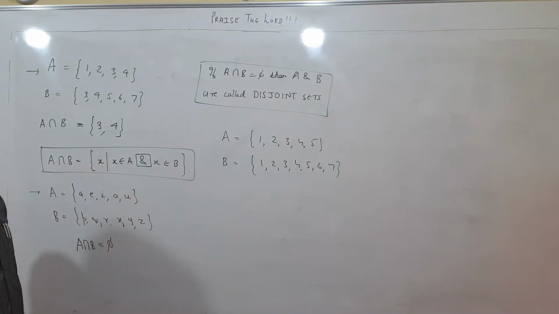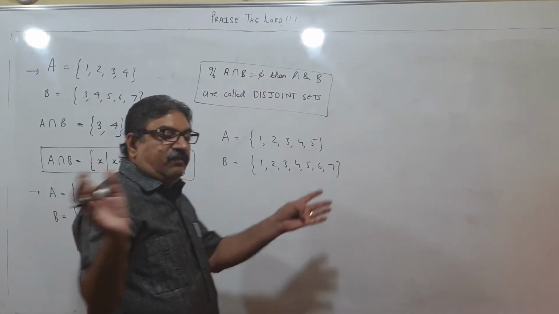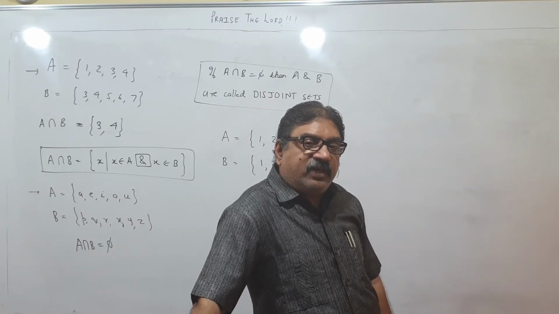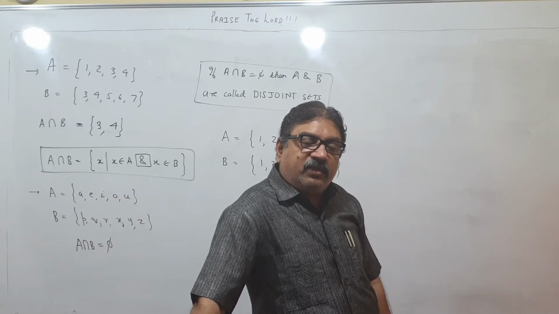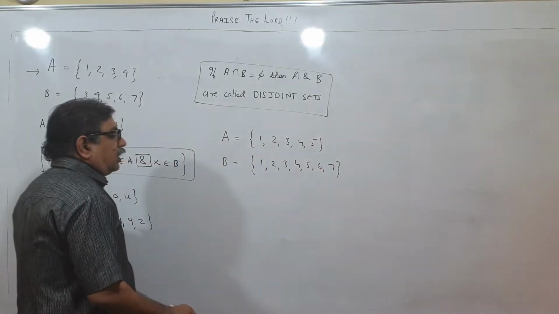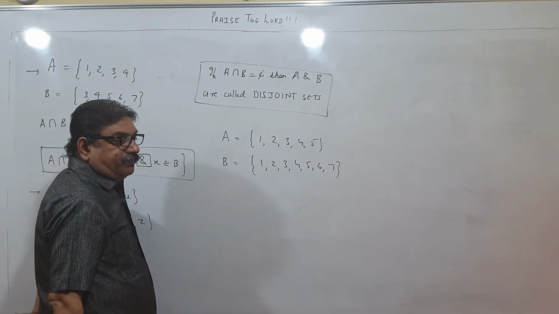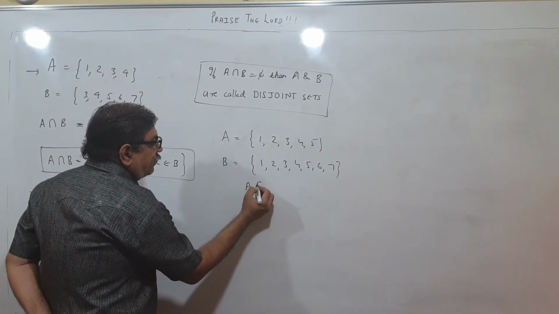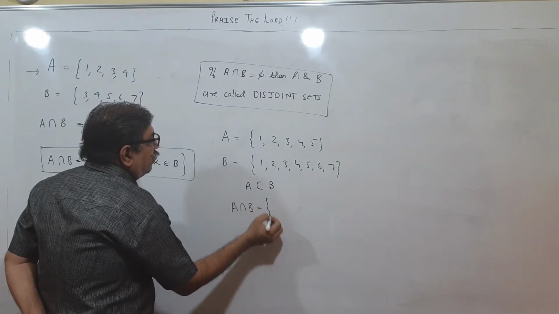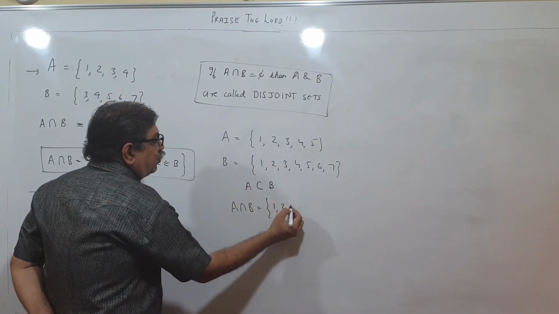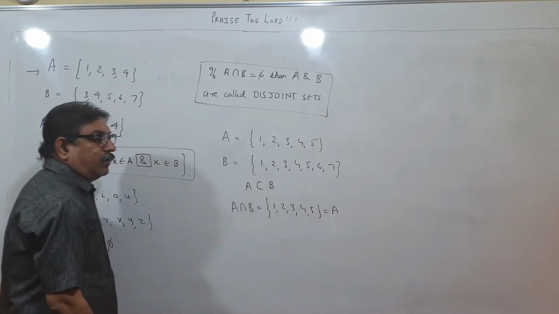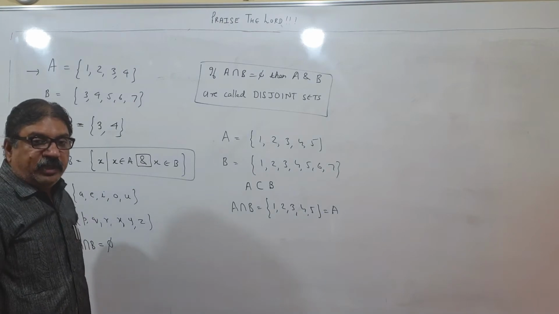This set is smaller than A and smaller than B in terms of the number of elements. So we can think like this: when we take intersection, we get a smaller set. In union, the larger set is the answer. In intersection, the smaller set is the answer. Now children, you can see A is a subset of B. What will be A intersection B? All common elements 1, 2, 3, 4, 5, and that is A itself. Okay, can you see that?